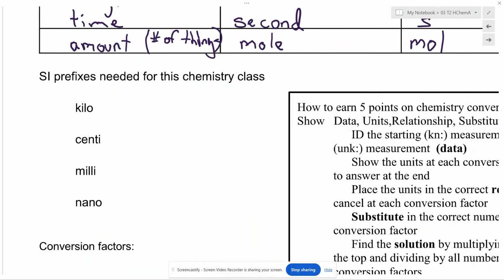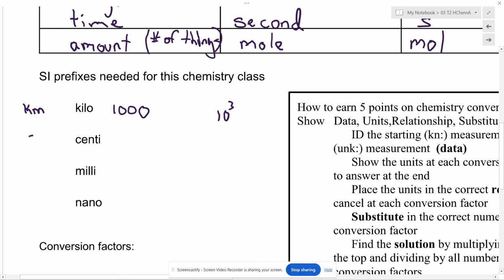And kilo, for example, someone might write kilometer, right? And a kilometer is less than a mile. It's 1,000 meters. So kilo means 1,000. Now we should be able to write that in scientific notation as well. It's 1 times 10 to the third. I'm just going to write 10 to the third. So that's a kilo. So that's kind of a big amount.